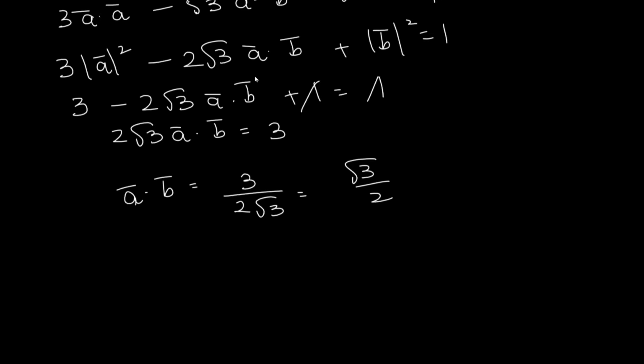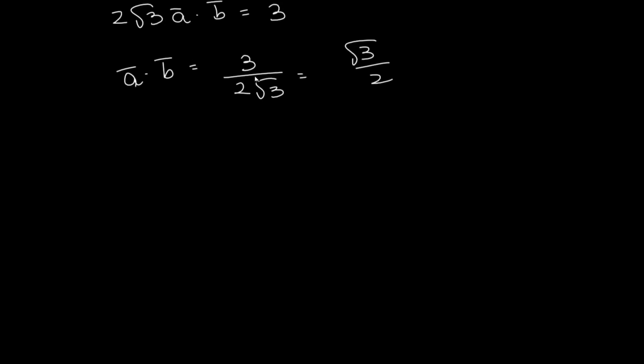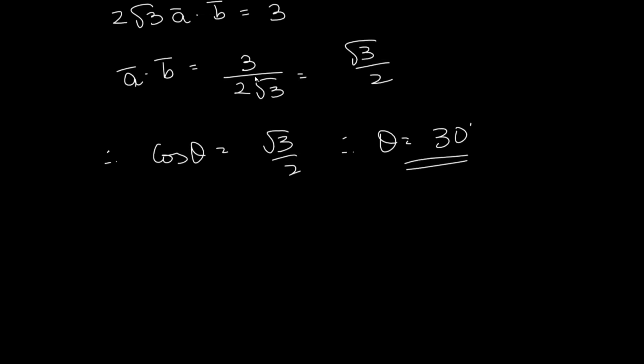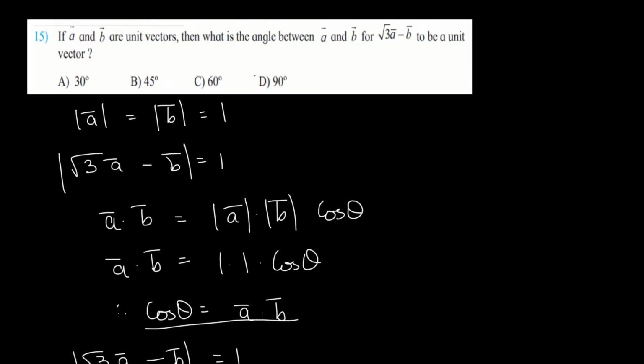Now in one of the steps above, we had got cos theta is equal to A dot B, so that value is put over here. So therefore cos theta becomes root 3 by 2, and therefore theta becomes 30 degree. So 30 degree is the correct option in this case. So again A becomes the correct option for this question as well.